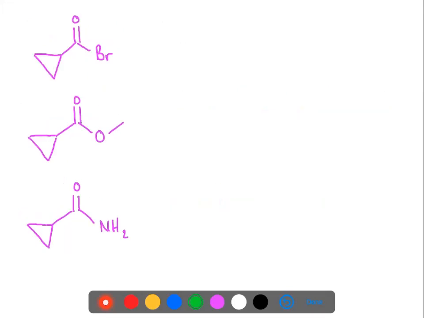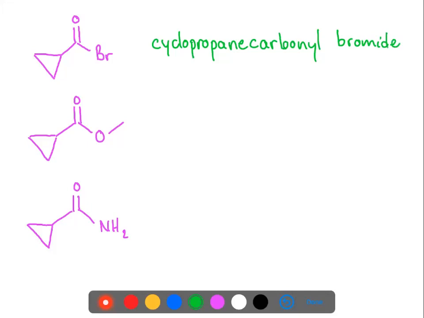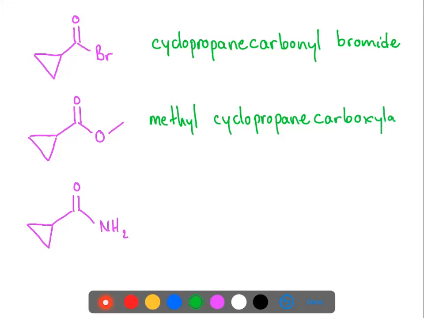And for the acid halide, here we have a bromine atom, so this will be a bromide. We would refer to this as a cyclopropane, a 3-membered ring, all one word, carbonyl bromide. All right, and for the ester, first we'll identify the alkyl group attached to the oxygen. So we have a methyl group. We'll have a space, and then cyclopropane carboxylate. And finally, for the amide, we have, in this case, cyclopropane carboxamide.